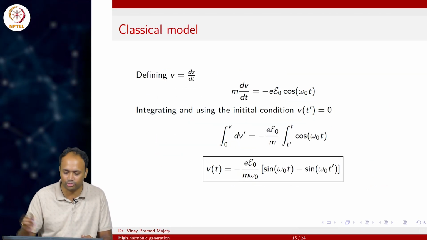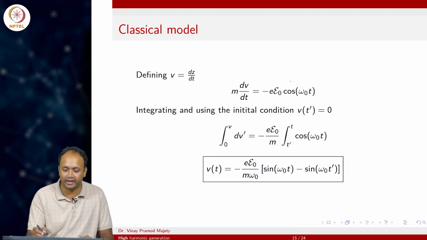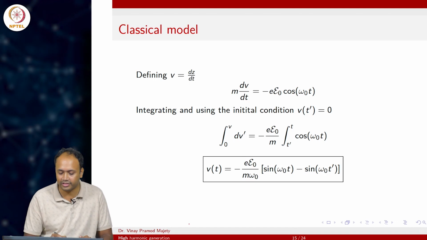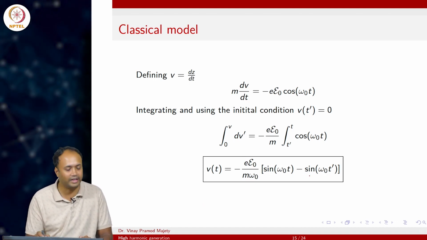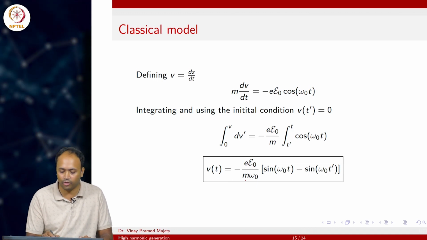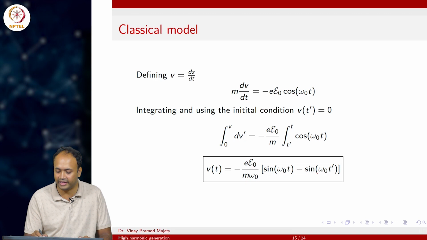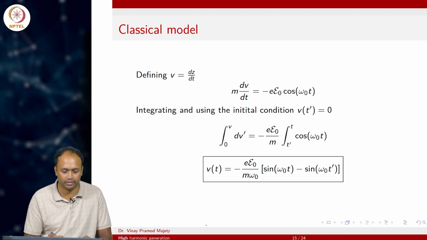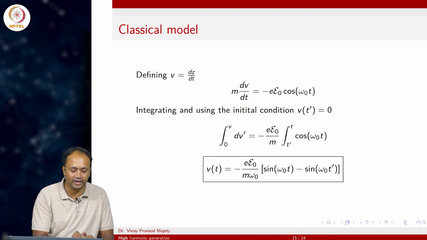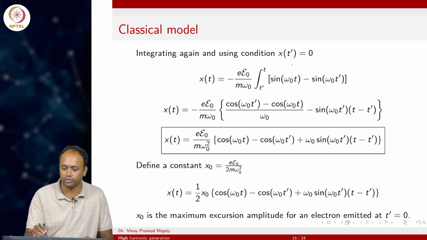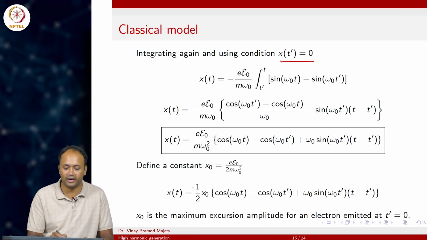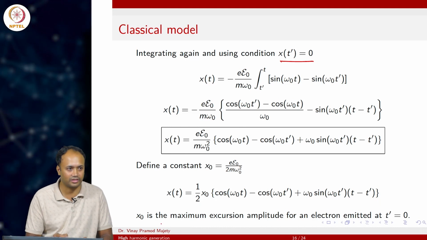So, you can easily solve this. You have m dV by dt is equal to the force, the charge times the electric field, the initial condition is given, you solve this and you get a simple equation that V at a later time t is given by E naught by m omega naught times sin omega naught t minus sin omega naught t prime. That is just a simple integration. Now, I need to integrate it once more to get the position. For this you use the initial condition x of t prime is 0, you integrate and you get the equation that is boxed here.